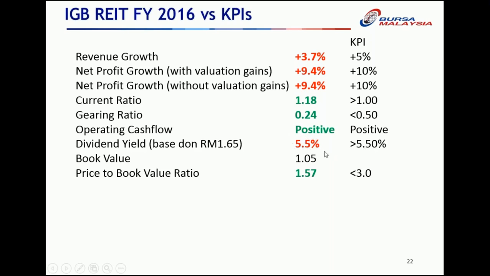Dividend yield just meets the target, so I didn't put it in green because it didn't exceed. Book value is 1.05. Price to book is 1.57.